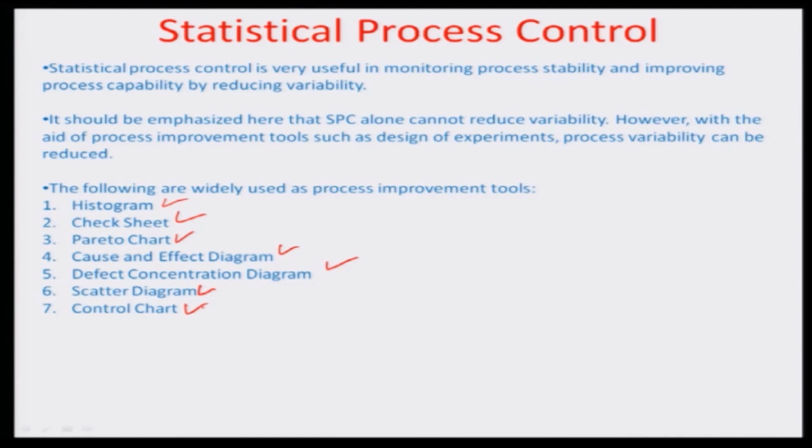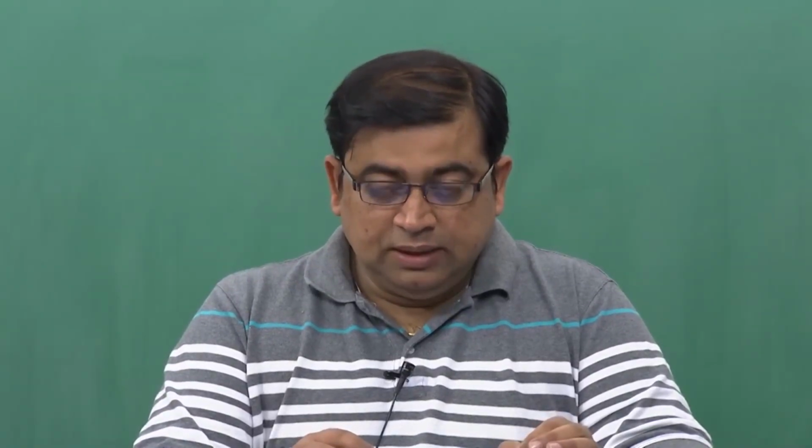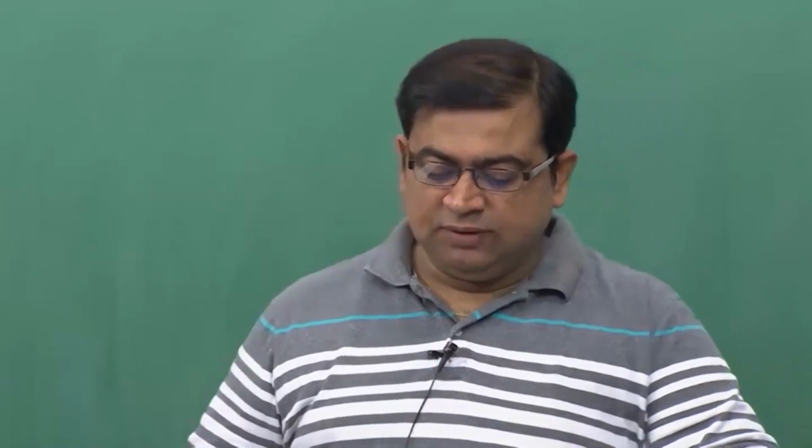So I am going to look into the individual aspects of all these different systems and give you an idea of what the purpose of these different tools really is. So let us start with the histogram. The histogram is a statistical way of representing the frequency of occurrence of a certain product or certain product specification in a production system.